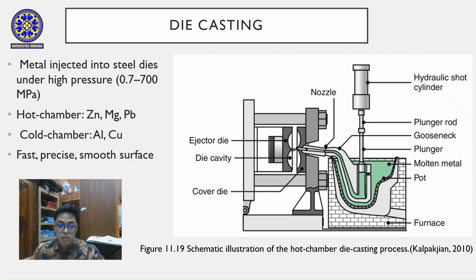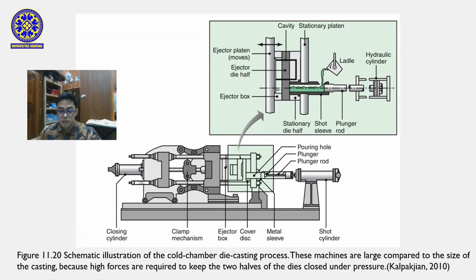Die casting is a high-speed process where molten metal is injected into a steel die under high pressure. The two main types are hot chamber and cold chamber, depending on the melting point of the metal. It's widely used for producing large quantities of small, precise components with excellent surface finish, such as automotive and electronic housings. This figure shows the cold chamber die casting process.